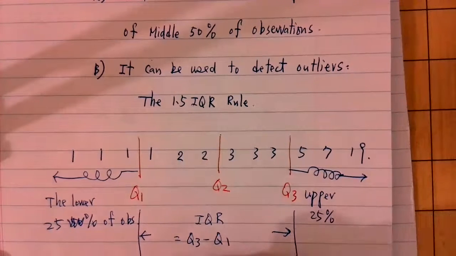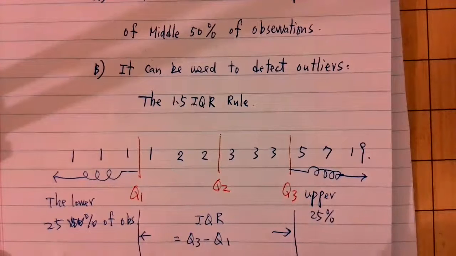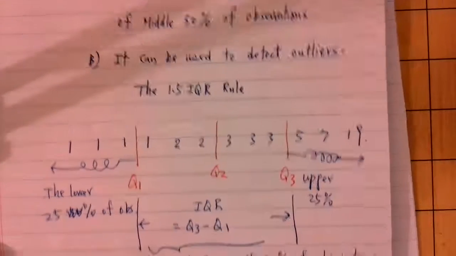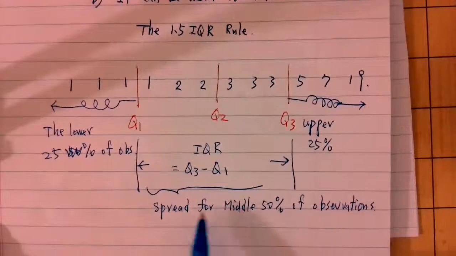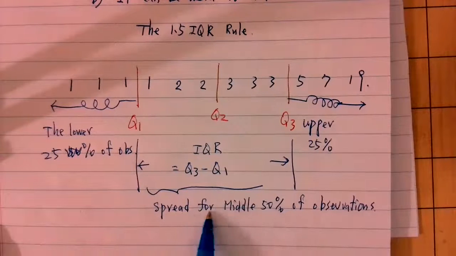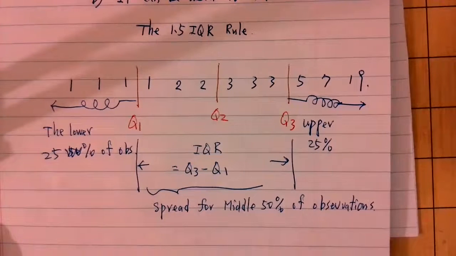This one measures the spread for middle 50% of observations. So IQR is used to measure the spread for middle 50% of observations, okay?